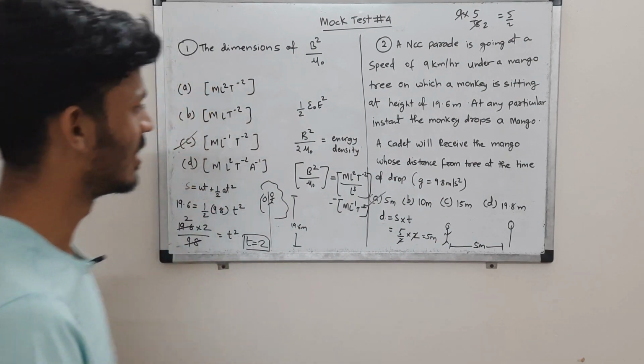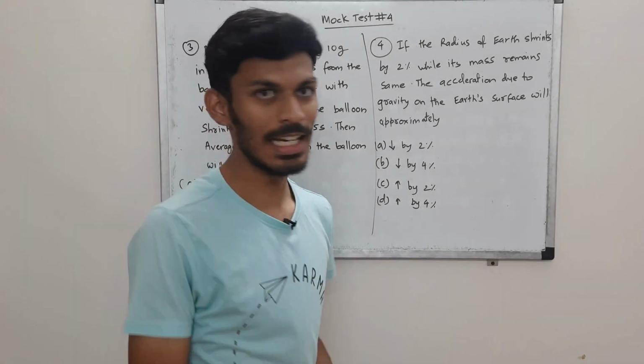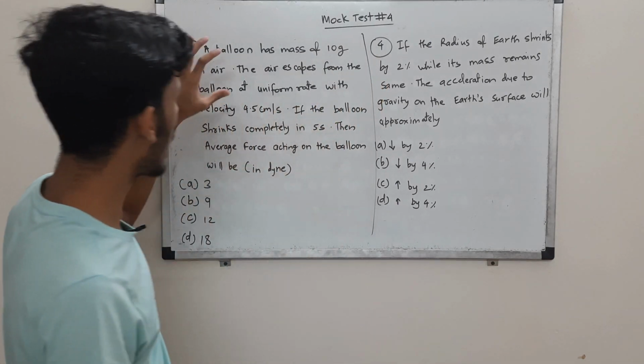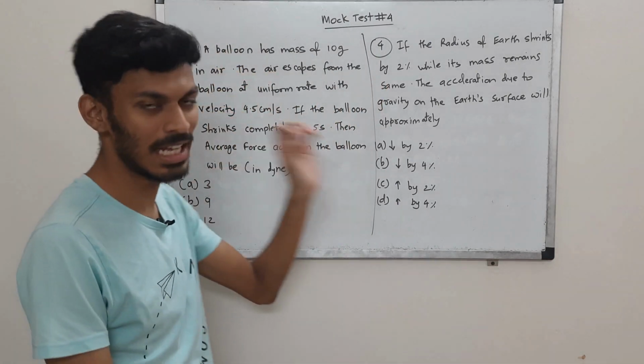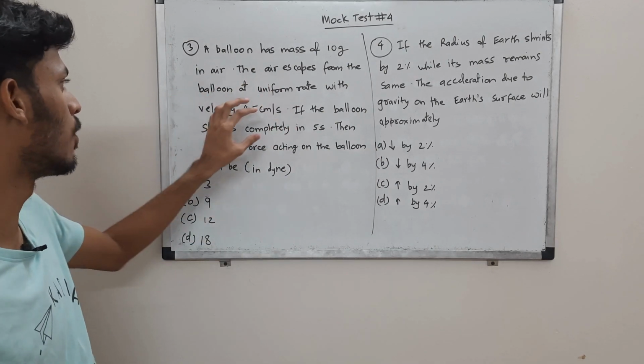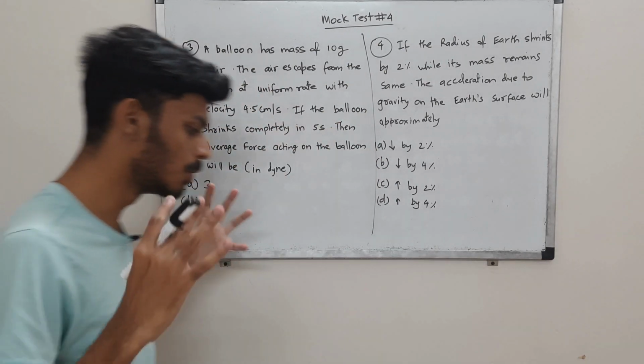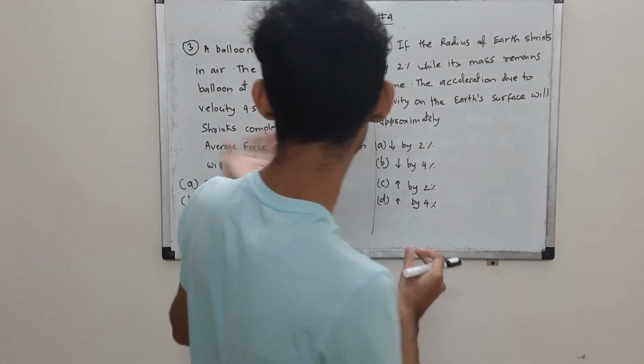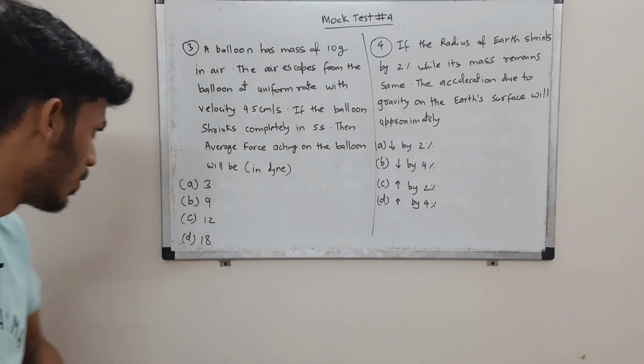Over to the next question. Question 3 and 4 over here. In question 3, we have a balloon which has a mass of 10 grams of air in it. The air escapes from the balloon at a uniform velocity. So if the balloon shrinks completely in 5 seconds, then the average force acting on the balloon is.